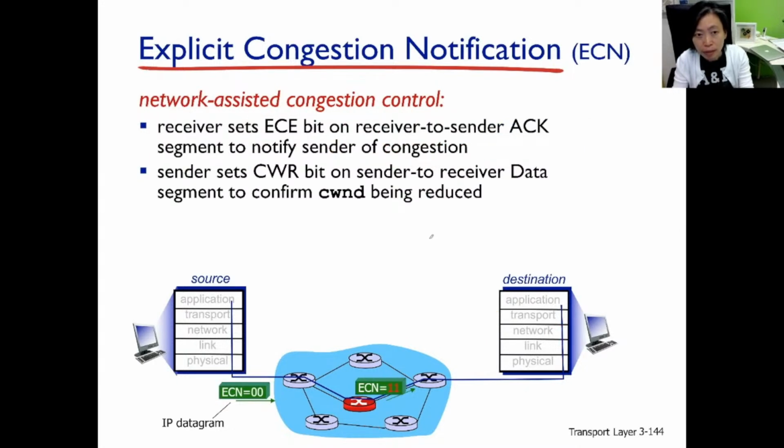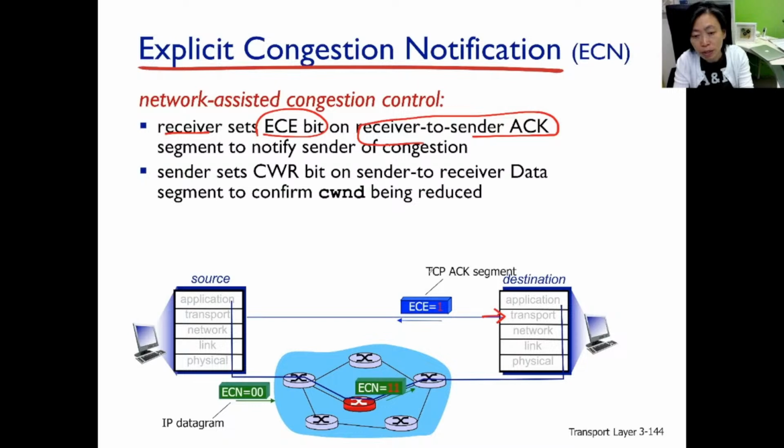Point, okay, the transport layer of the receiver is going to do this. The receiver is going to send the ECE bit on the packet going back to the data source, like this. Okay, so it's going to be in the ACK packet with the ECE bit turned on. This is also called the E flag in the TCP packet field.